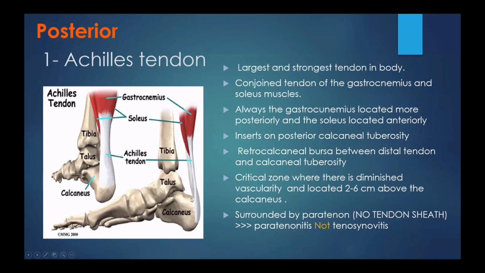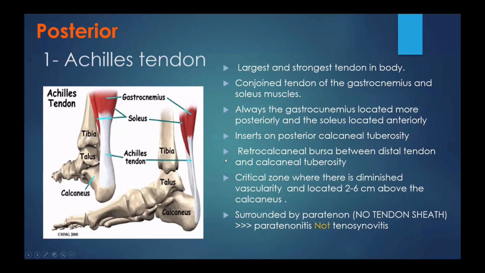And we have the critical zone where there is a diminished or decreased blood supply, and usually it's located about 2 to 6 centimeter from the calcaneal attachment, which makes it more prone for injury, rupture, or delayed healing.